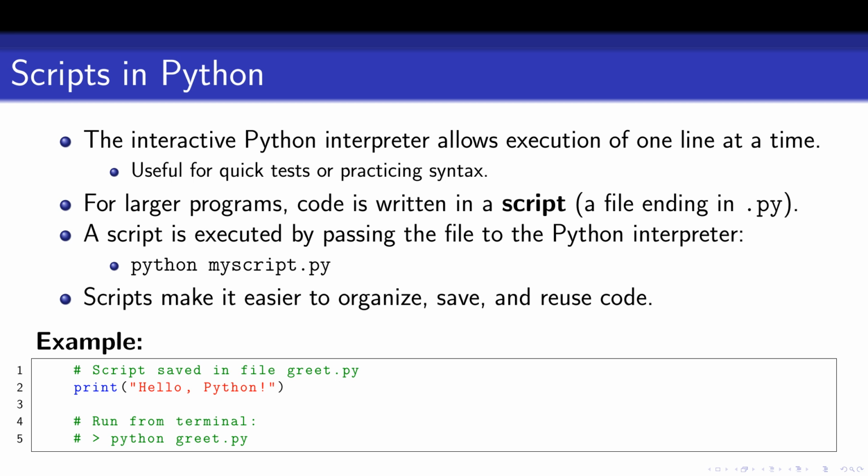A script is simply a file ending in .py that contains Python code. You save it, then run it through the interpreter by calling it from the command line with the command python scriptname.py. Scripts allow you to organize logic across multiple lines, reuse code by running it again, and share your program with others. Even a simple script that prints "Hello, Python" demonstrates the difference. When run, all of the file's instructions are executed in order, unlike the one-at-a-time style of the interpreter.